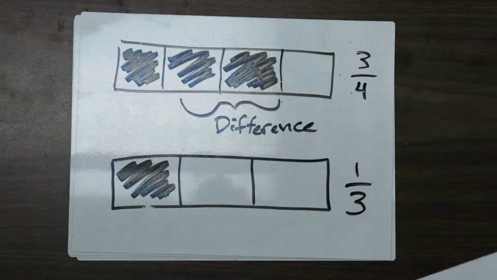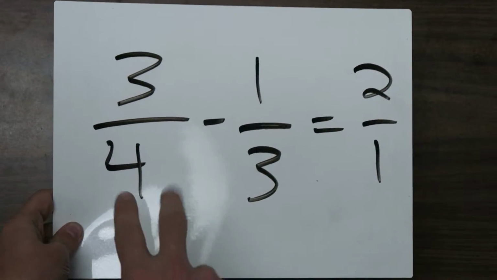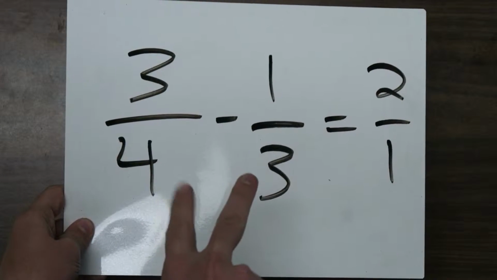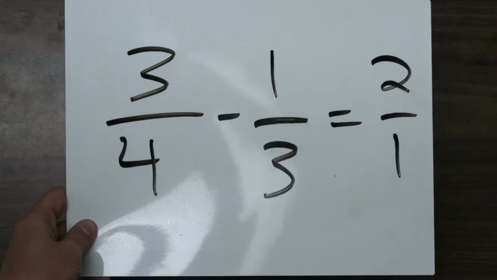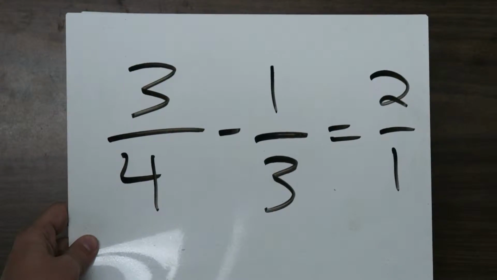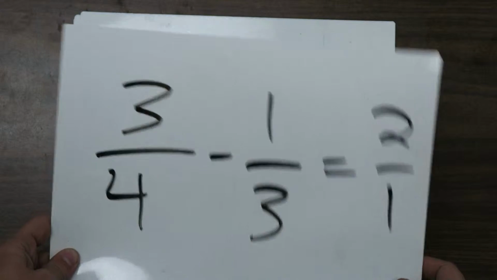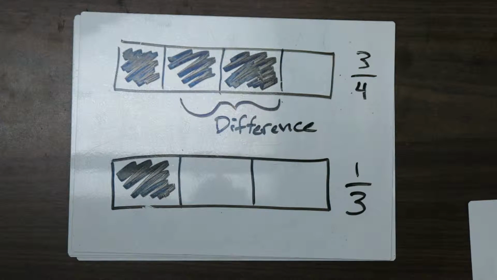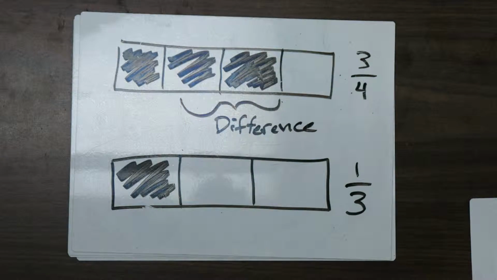So what I have to remember is that I don't just subtract straight across. I have to first change these denominators into a least common denominator and then create equivalent fractions from that LCD. So that's how I know I made a mistake there, because my answer is much larger than what I should have.